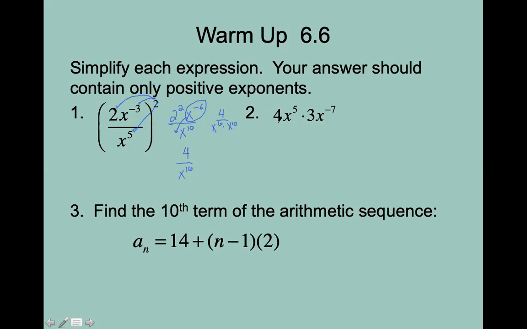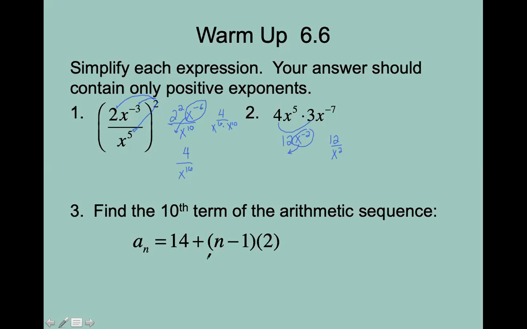All right, on number 2, I'm going to multiply 4 times 3, which is 12. For the variables, I have x to the 5th times x to the negative 7. I'm going to add these exponents. 5 plus negative 7 is negative 2. But I need to have my answer have just positive exponents. So I'm going to write this as its reciprocal, which is going to put it underneath the 12. So it's 12 over x to the positive 2.